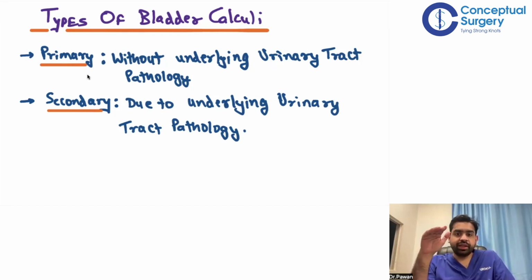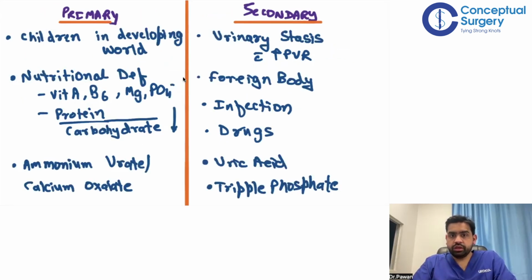Secondary is due to some underlying urinary tract pathology. For example, urethral stricture, neurogenic bladder, or benign prostatic hyperplasia. This is the basic difference between primary and secondary bladder calculi. Primary is without any underlying urinary tract pathology, and secondary is due to some underlying urinary tract pathology. This difference is important. It is many times asked in your table vivas and in your exams as well.